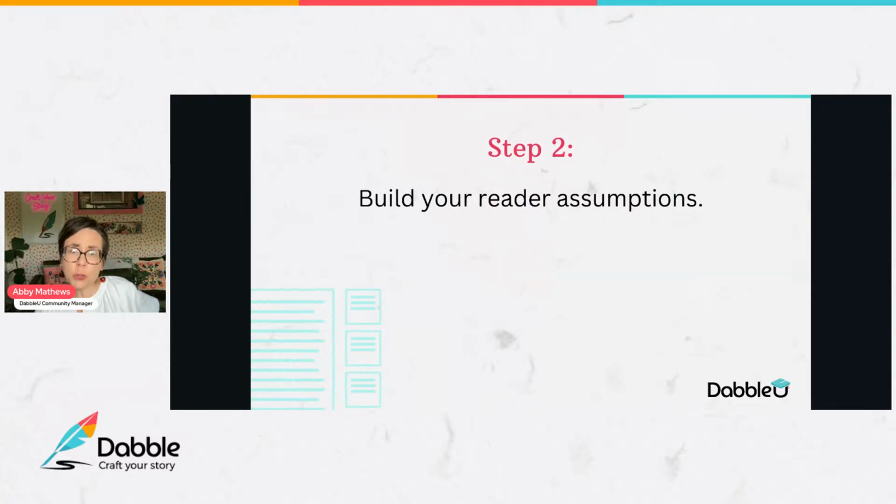All right, step two, and this is where the trickery starts, is you're going to build your reader assumptions, right? Because readers make assumptions based on the information that you choose to show them or spotlight for them. So your job is to gently lead them to a conclusion that seems obvious, but it's not.